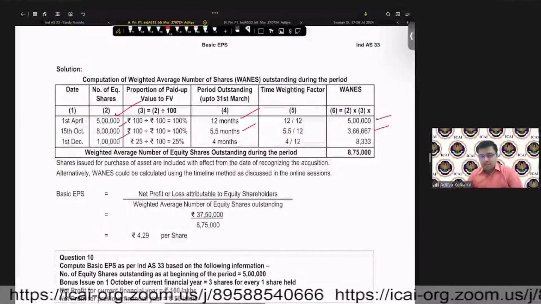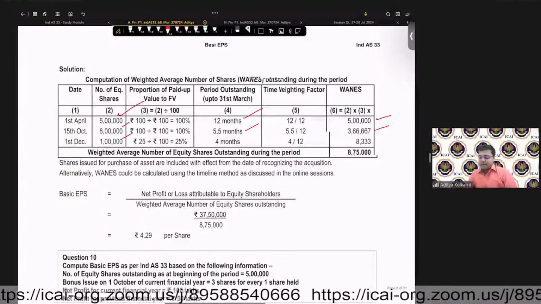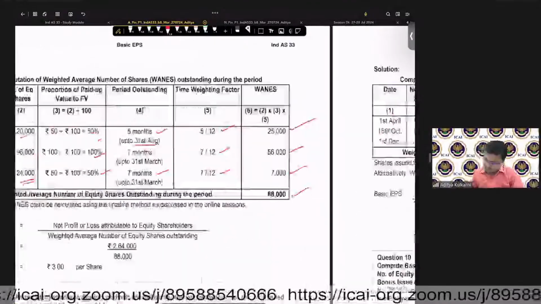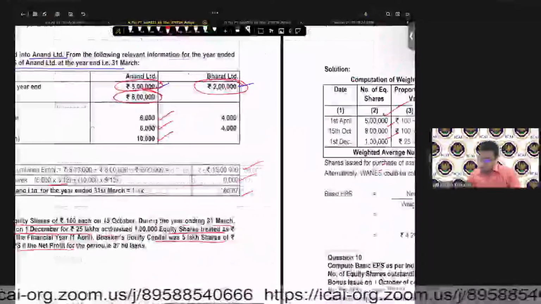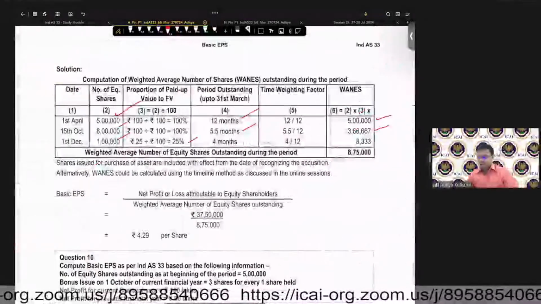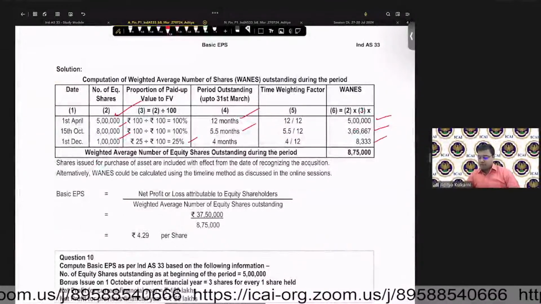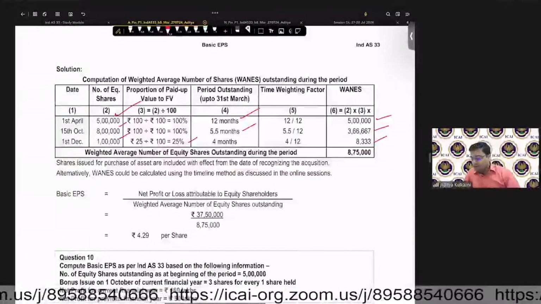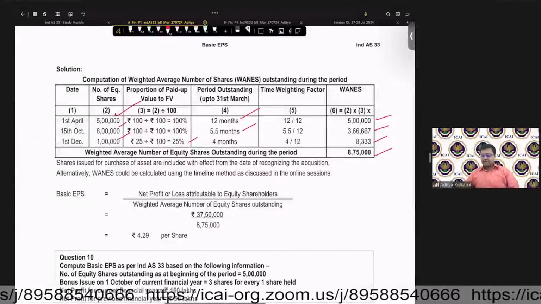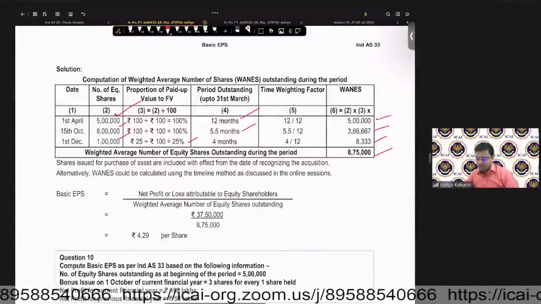1 lakh equity shares, you are issuing it as partly paid. So how do I do that? Into 25%, for a period of 4 months: December, January, February, March. So that comes to 8,333. So total is 8,75,000.